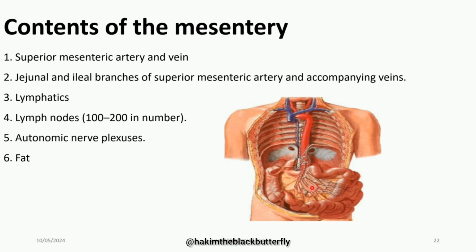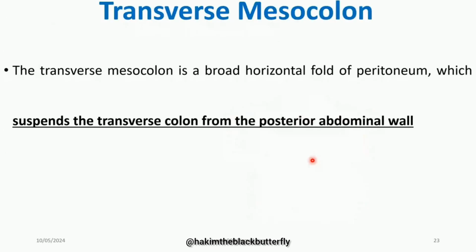This mesentery also contains fat. Because it contains fat, we shall later learn that that can predispose to diseases. When we get to the small intestines in detail, we shall learn that too much fat can predispose to diseases. How? We shall learn when we get to the small intestines. The next peritoneal fold is the transverse mesocolon. The transverse mesocolon suspends your transverse colon from the posterior abdominal wall, as simple as that.